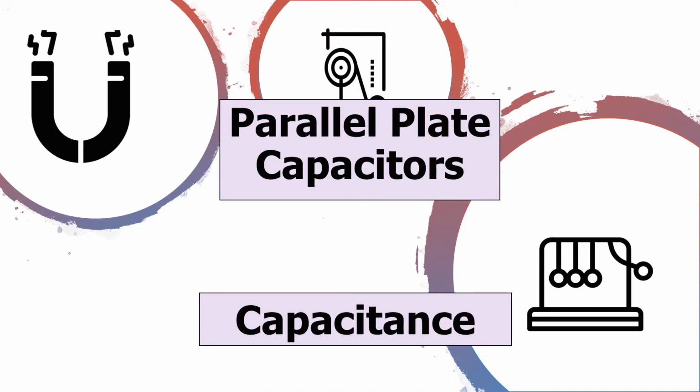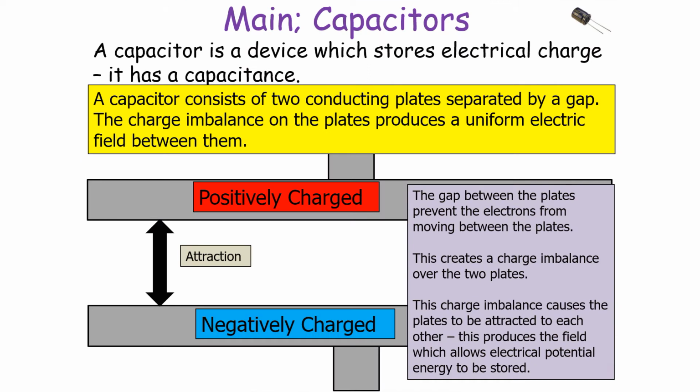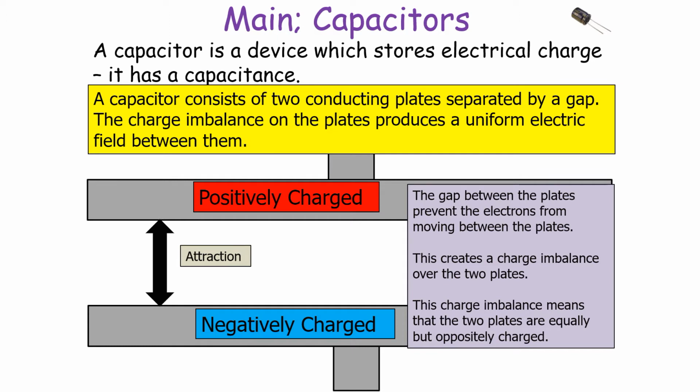Now, let's consider our parallel plate capacitors. So as we mentioned before, a capacitor consists of two conducting plates separated by a gap, and this charge imbalance on the plate produces a uniform electrical field between them. Now, it's important to know that, like we said before, the charge on either plate must be the same magnitude but in opposite signs. So if one was plus 10 microcoulombs, the other will be minus 10 microcoulombs.